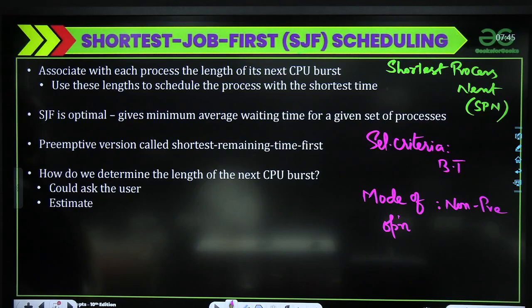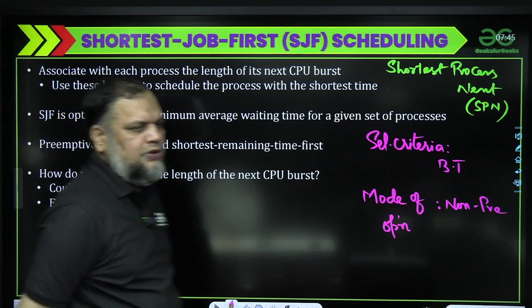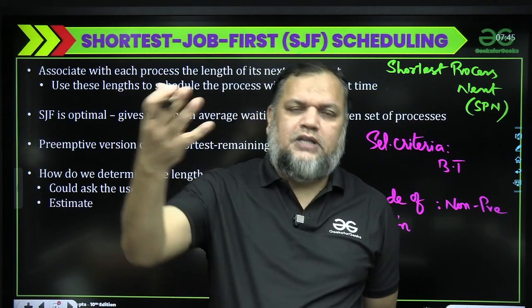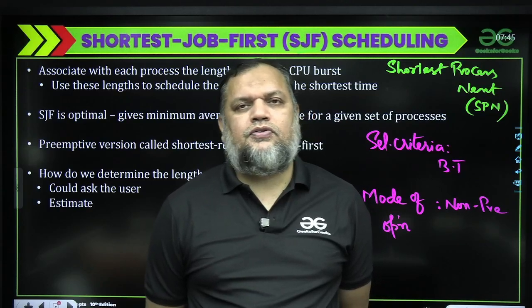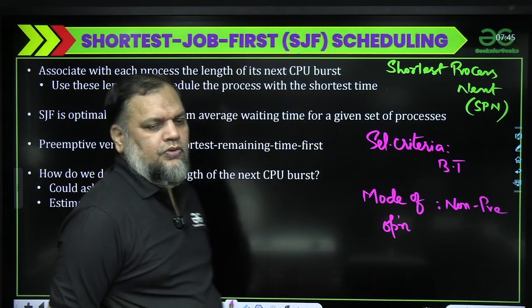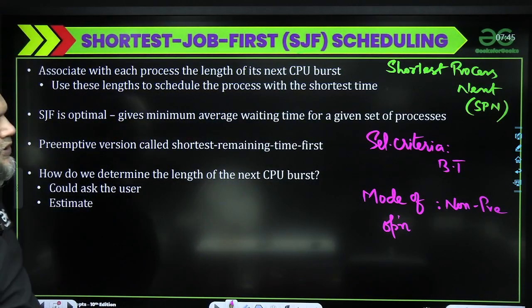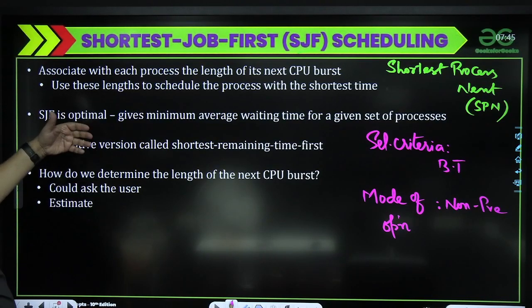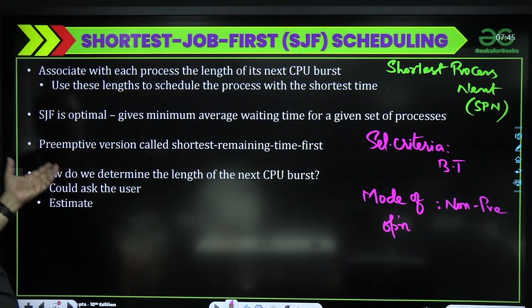Associate with every process the length of its next CPU burst. Use these lengths to schedule the process with the shortest time. Next CPU burst means the next time when it is going to run on the CPU, while it is waiting in the ready queue. So this burst time may not be the total burst time, but the next CPU burst. Later on we will see why it is optimal, etc. And the preemptive version we will also discuss at a later point of time.